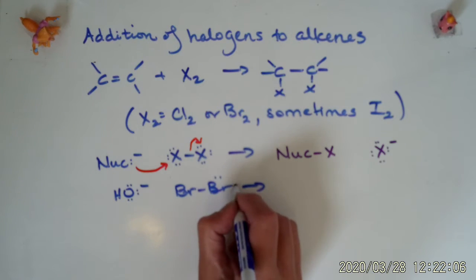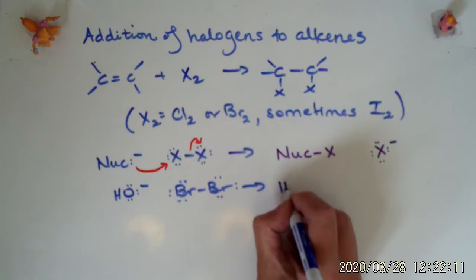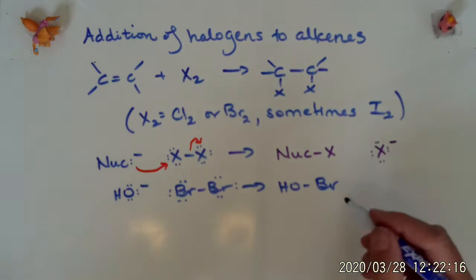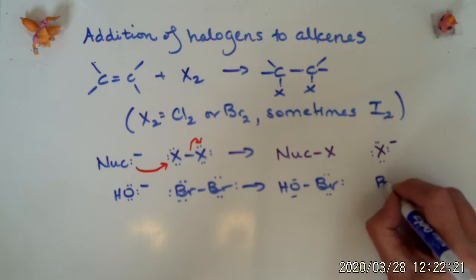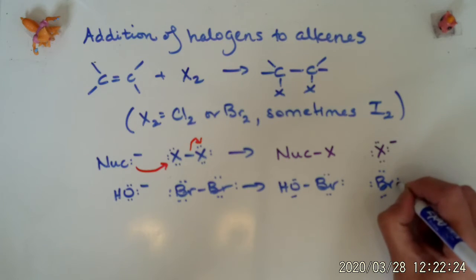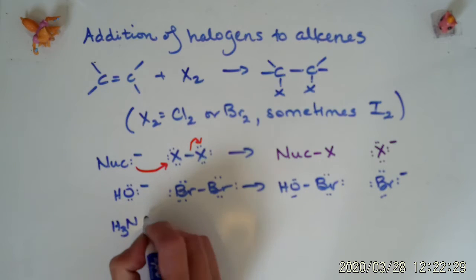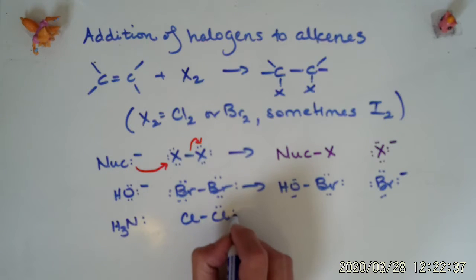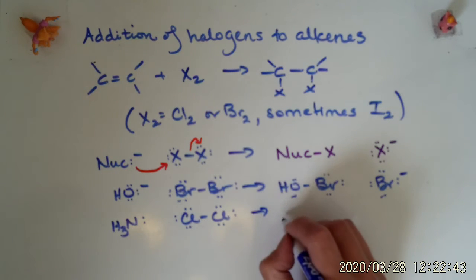I add hydroxide and bromine together. Okay, what you get is your bromohydroxide here and a bromide. Okay, you can do the same if I added something like ammonia to chlorine. Do a similar type of attack.